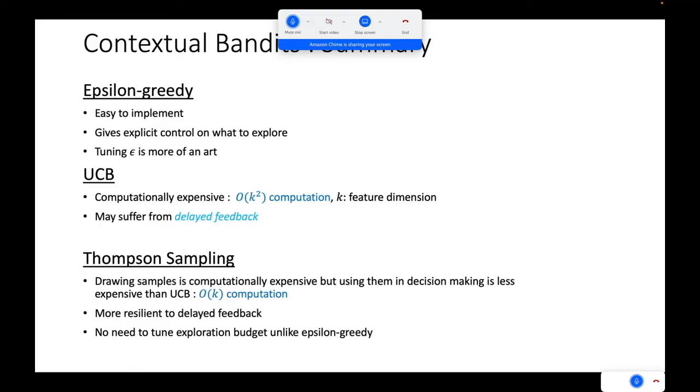But if we are able to draw samples from the posterior, it is much more efficient than UCB. It is also empirically more resilient to delayed feedback. One intuition could be that it is not going to take a deterministic action, even if nothing else changes in the system. Of course, compared to epsilon greedy, we don't need to tune any exploration budget. With that, we'll move to the next part of the talk.